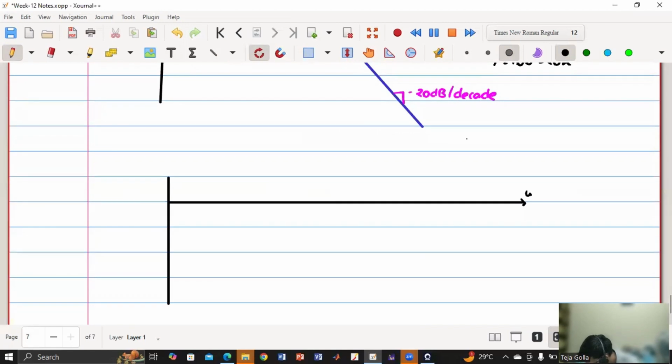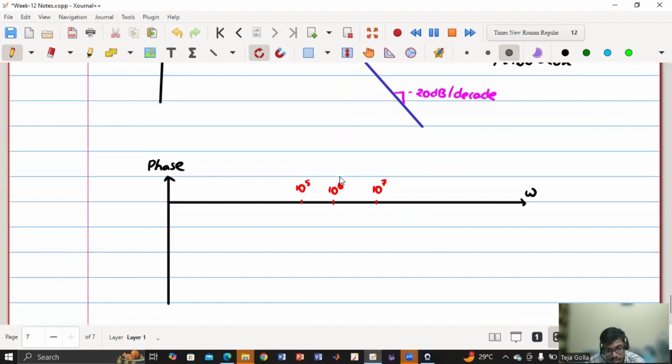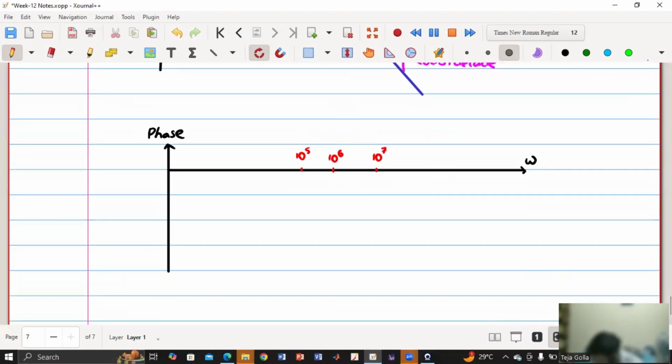So phase is also with respect to omega, which is in log scale. So this is phase. Whatever we have considered, this is 10 to the power 6, this is 10 to the power 5, and this is 10 to the power 7. So until 10 to the power 5, phase is 0 degrees. After 10 to the power 7, phase is minus 90 degrees.